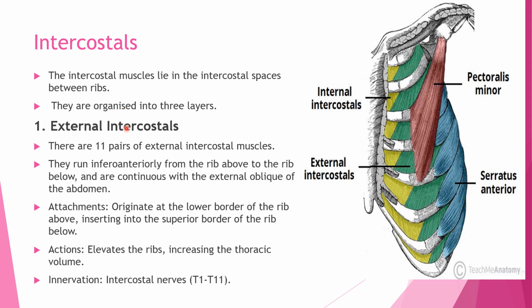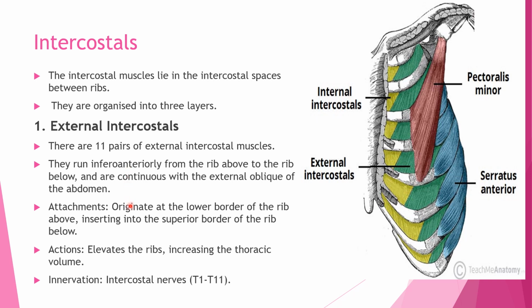Superficial to deep. The superficial layer is called external intercostal. There are 11 pairs of external intercostals. They run inferior anteriorly from the rib above to the rib below. They are continuous with the external oblique muscle of abdomen. They start from the rib above and attach to the rib below.